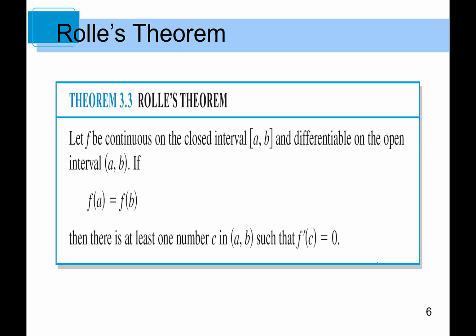Let's take a look at the theorem itself. So if f is continuous on a closed interval [a, b] and differentiable on an open interval (a, b), if f(a) equals f(b), then there is at least one number c in (a, b) such that f'(c) equals 0, meaning we're looking at a horizontal tangent line. This is the important difference.